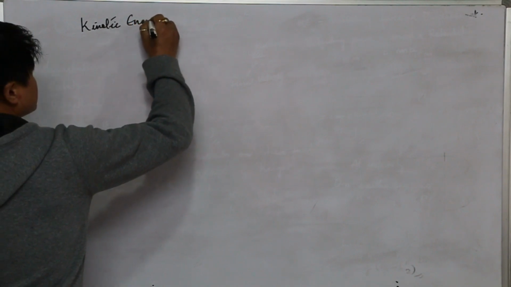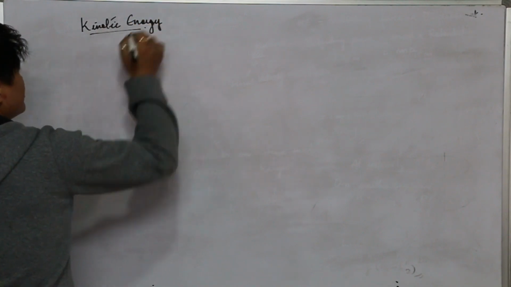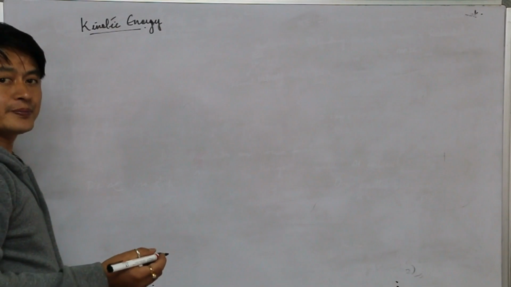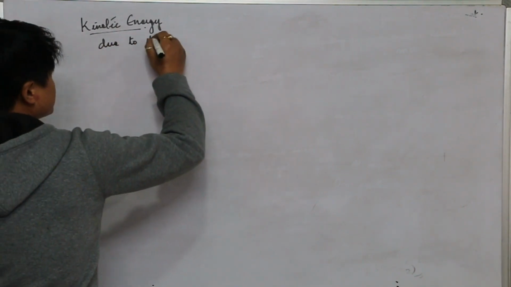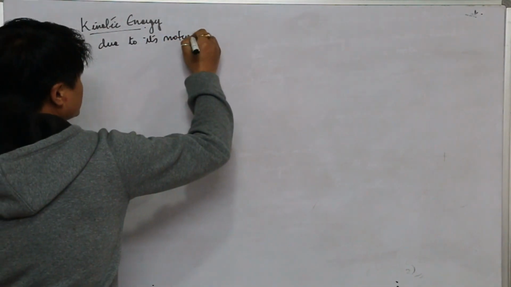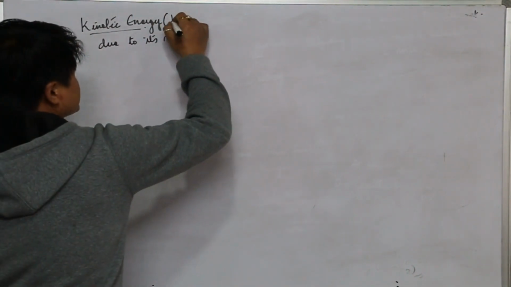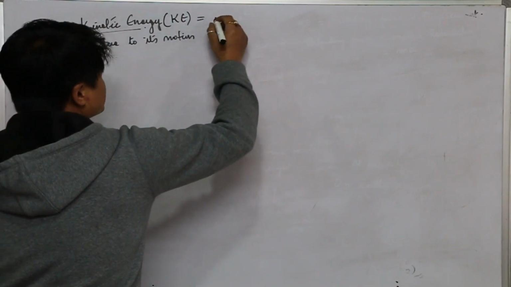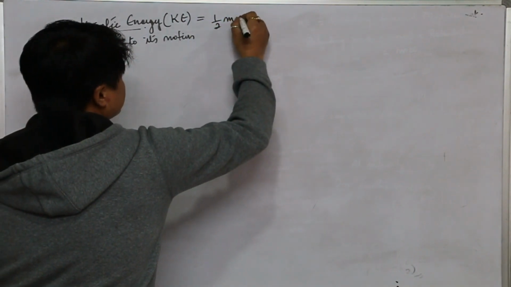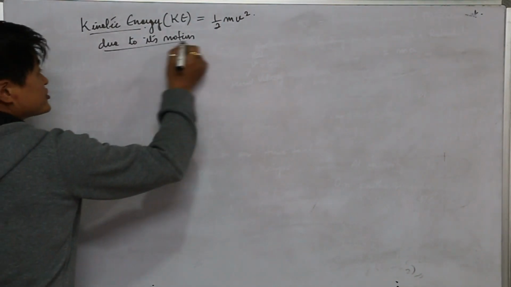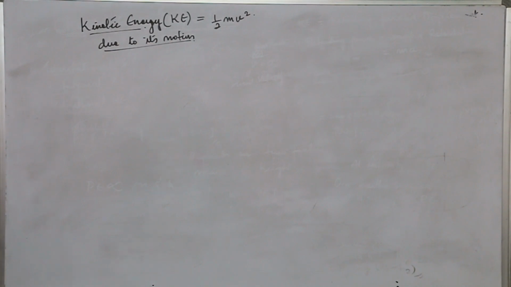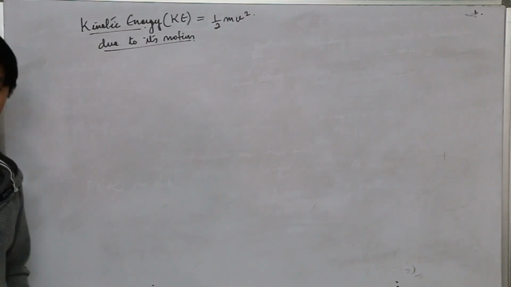Next is kinetic energy. So what is kinetic energy? Energy possessed by a body due to its motion is called kinetic energy, and kinetic energy is written as KE, and its formula is half mv square. Kinetic energy has different forms.